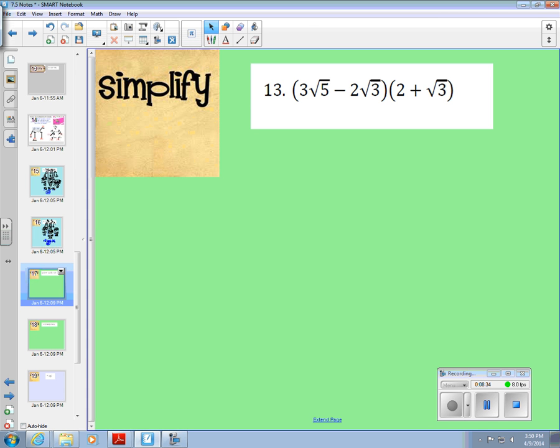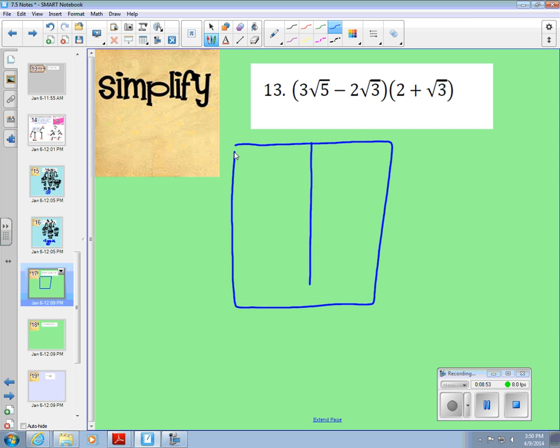So if we take a look, you'll notice that we're actually multiplying these 2 together. So we have 2 binomials, 2 terms each. So if it helps you, I'm going to draw out the box. If we remember that we use the box method to help us factor things out, we can use that here as well. So if we have a 2 by 2, we're going to draw a 2 by 2 box. And so we'll just put our first term up here. So we have 3 root 5, and then we have a negative 2 root 3. And then for our second set of numbers here, we have 2 and root 3.